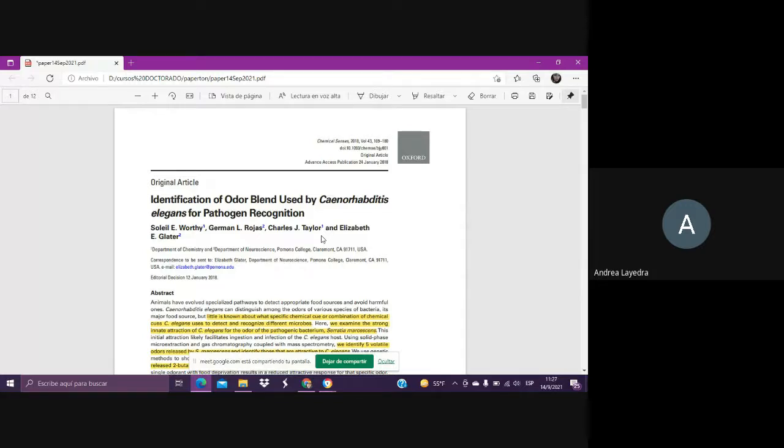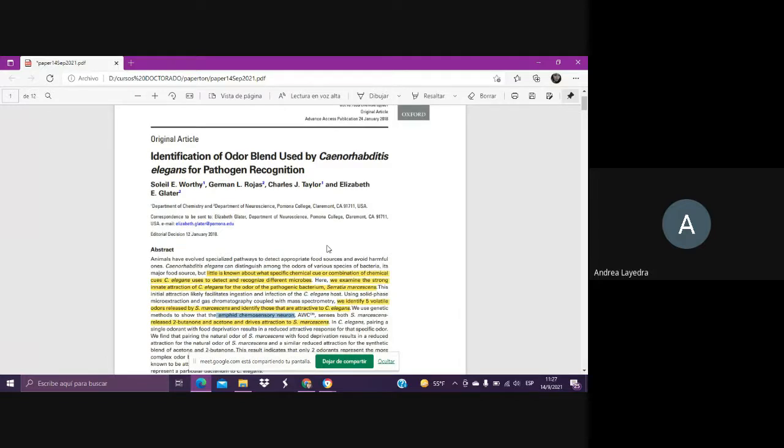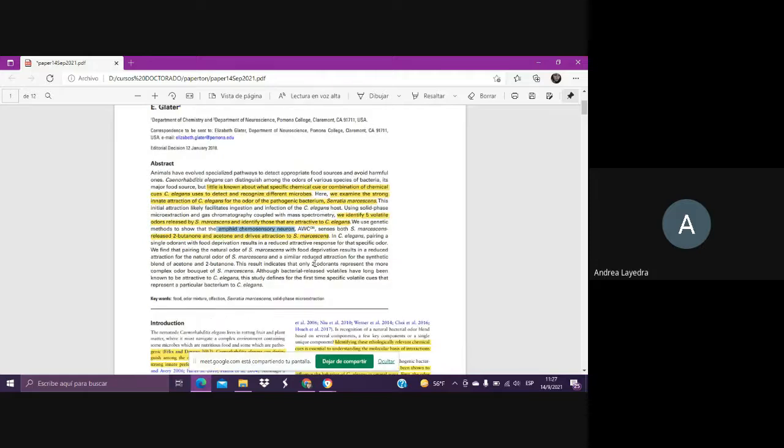I will be talking about an article called Identification of Odor Blend Used by Caenorhabditis elegans for Pathogen Recognition. Here, they examine the strong innate attraction of C. elegans for the odor of the pathogenic bacterium Serratia marcescens, and this attraction likely facilitates consumption and subsequent intestinal infection that kills the worms after 2 or 3 days.